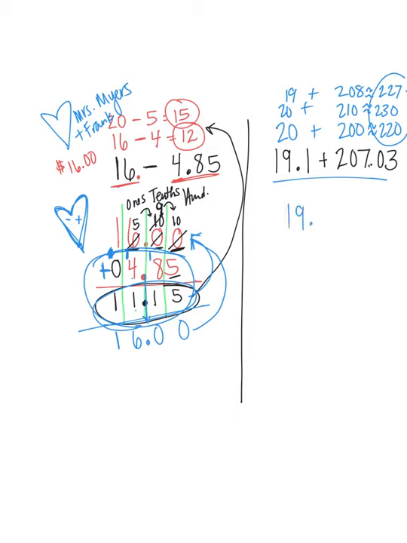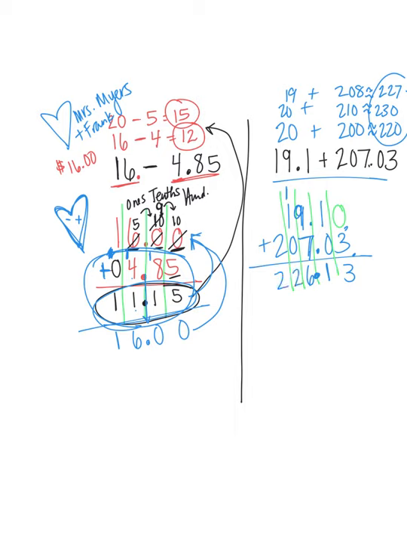Let's line up my decimals. Okay, I'm going to put my ghost 0 in here so that I have all my place values lined up, along with my decimal, which I can go ahead and bring straight down. 0 plus 3 is 3. 1 plus 0 is 1. 9 plus 7 is 16. So I put the 6 down, carry the 1. 1 plus 1 is 2, and I bring down my 2. Here's my answer, 226 and 1300ths.